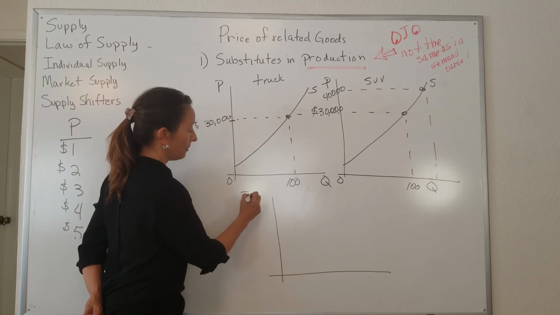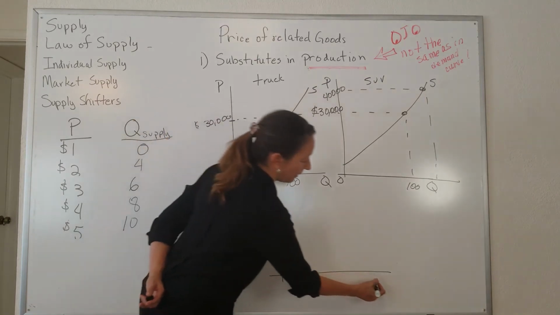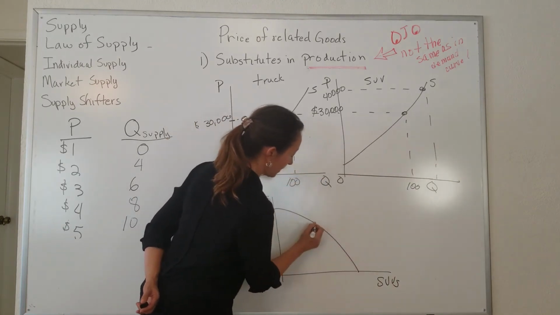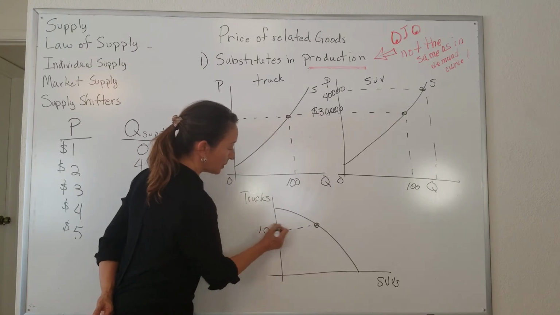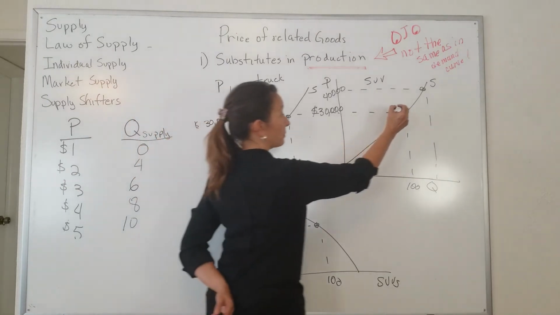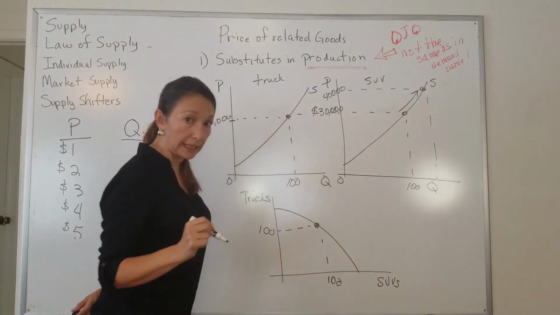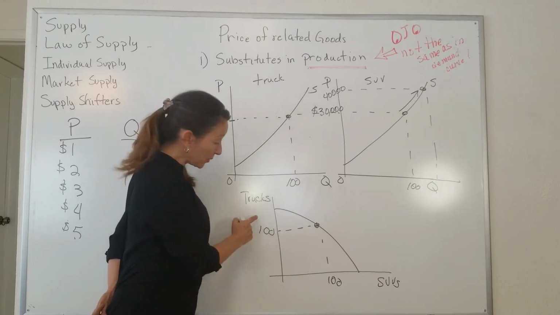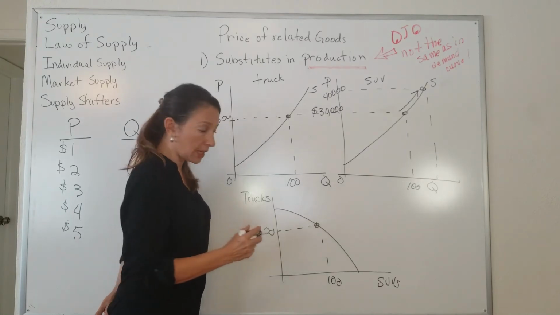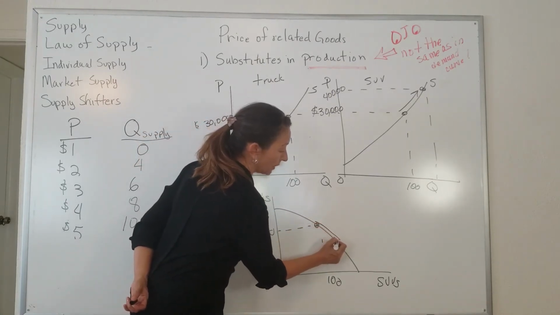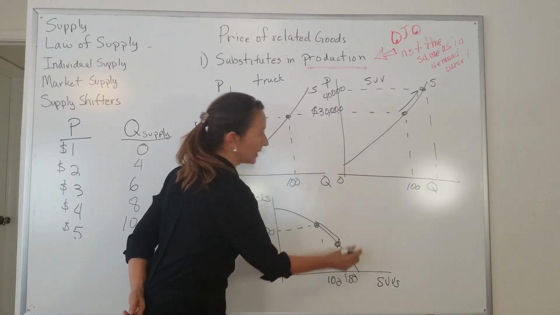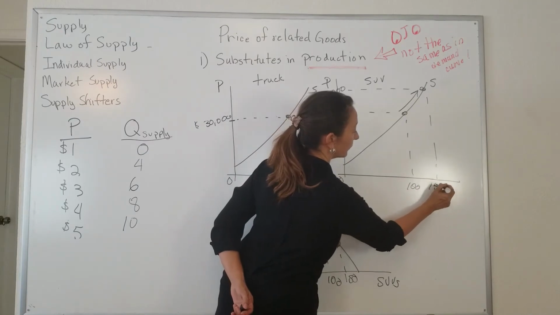Let's have trucks over here on the y-axis and SUVs on the x-axis. And when we started, they were producing 100 trucks and 100 SUVs. Well, if they want to produce more SUVs, because those are what's selling, that means that they have to take some of the resources away from trucks. They have to take people off this production line and put them onto the SUV production line. So they are going to be producing over here. And maybe now they're going to be producing 150 SUVs.